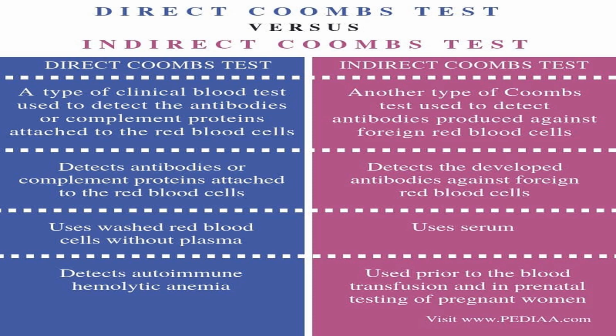The indirect Coombs test detects antibodies that are floating freely in the blood. These antibodies could act against certain red blood cells. The test can be carried out just before a transfusion to identify the presence or absence of antibody, and to diagnose reaction to a blood transfusion.